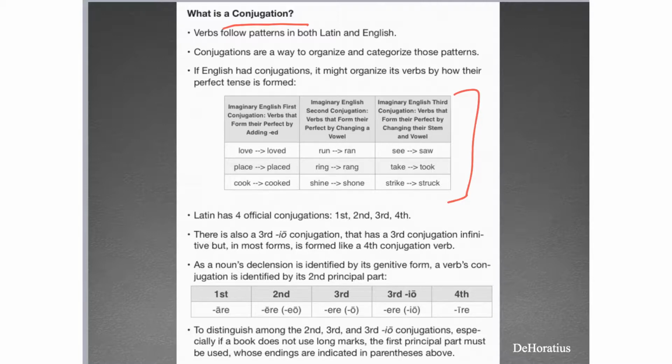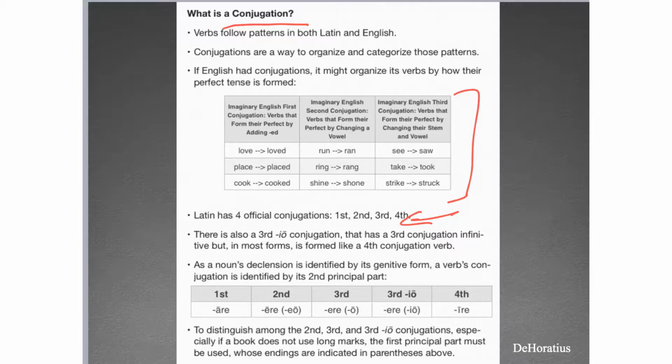So this is what conjugations do. They organize the behavior of verbs. First conjugation verbs behave a certain way, second conjugation verbs behave another way, etc. As you might remember, Latin has 4 conjugations: first, second, third, fourth. There is this third IO conjugation, which is a little bit of an asterisk. It is essentially a fourth conjugation verb, or at least it behaves as a fourth conjugation verb. But it has a third conjugation infinitive, and that's why it's considered, by definition, a third conjugation verb.